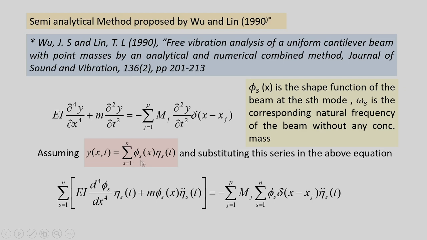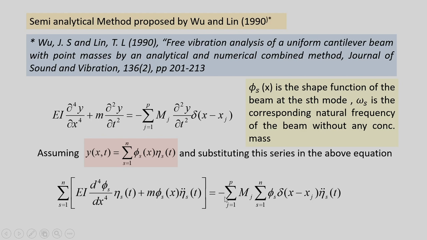Okay, so substituting this series in this differential equation, we have now obtained summation s equal to 1 to infinity within brackets EI del 4 phi s divided by del x to the power 4 eta s t plus m phi s at x, a function of x, and eta s double dot t, because we are taking the second derivative of y with respect to time. Therefore the double dot appears.